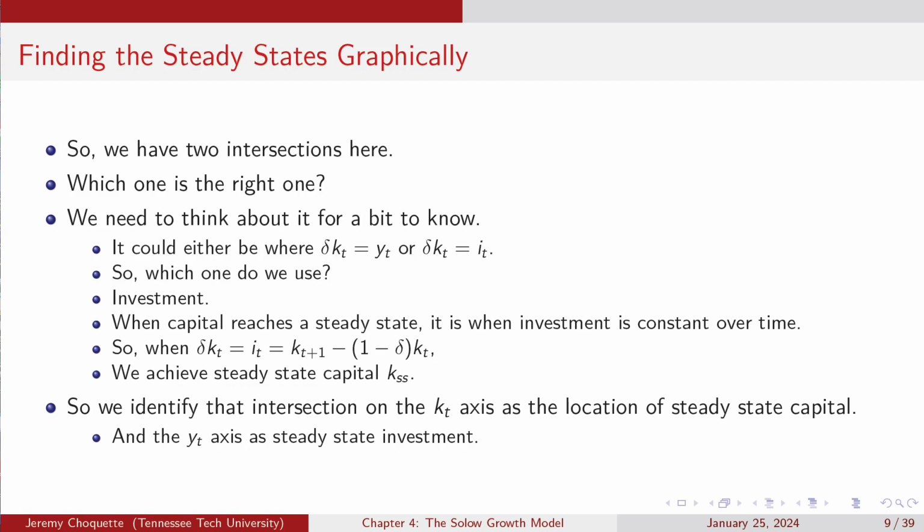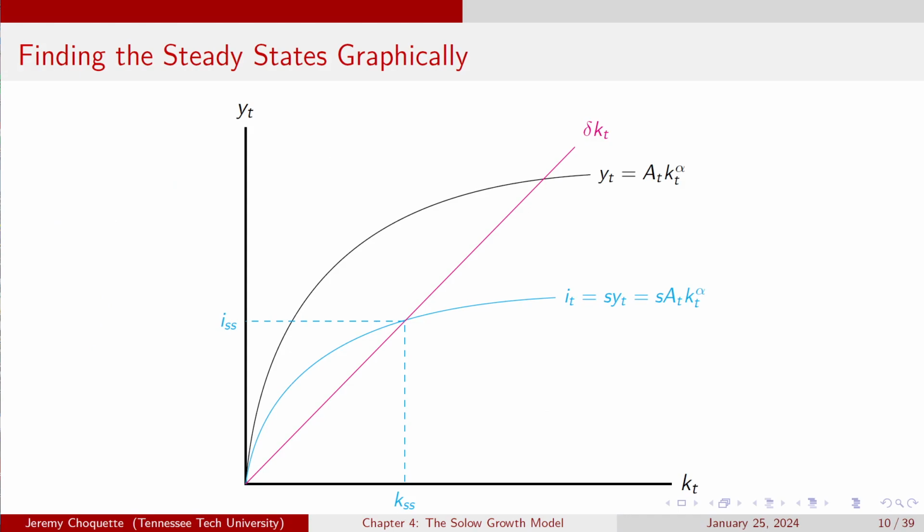It could either be where delta k is equal to y or where delta k is equal to I. And we're going to use investment. And why is that? Well, when capital reaches a steady state, it's when investment is constant over time. And then once we have that steady state capital where investment is constant, then that would imply a constant or a steady state of output. So we're going to look for steady state capital where delta k crosses the investment curve, thus giving us steady state investment. And from there, we'll get steady state output. So we identify that intersection as the location of steady state capital.